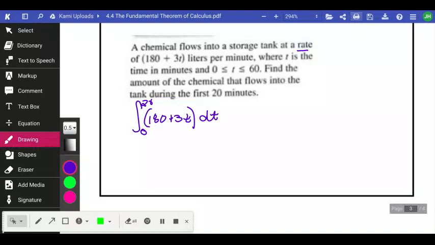It's talking about all of the chemicals flowing into that time. You're putting it all together. Okay. So that's why you're going to integrate. So they didn't tell us to integrate. We just have to read and know we need to integrate. And I think that's sometimes the harder part. All right. So what is the integral of 180?